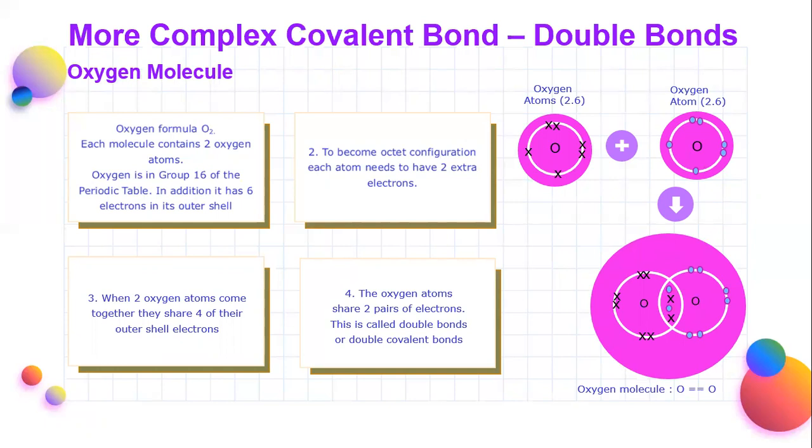So when two oxygen atoms come together, they share 4 of their outer shell electrons. So the oxygen atoms share 2 pairs of electrons. This is called a double bond or double covalent bond.